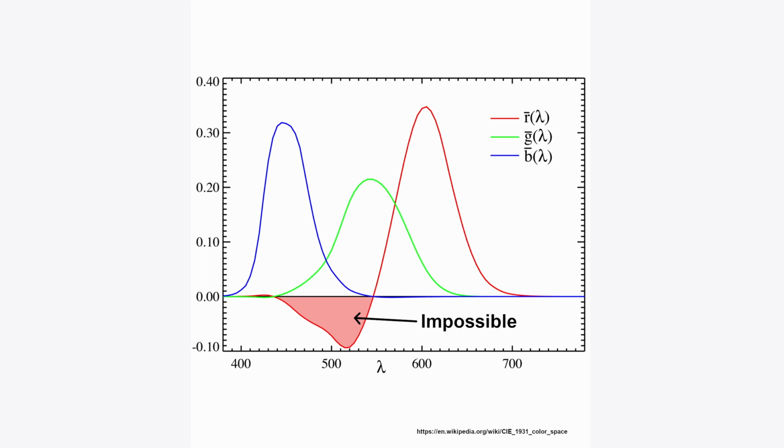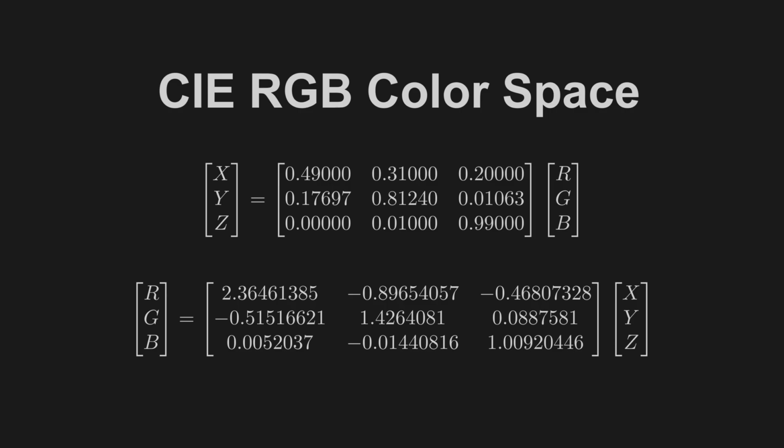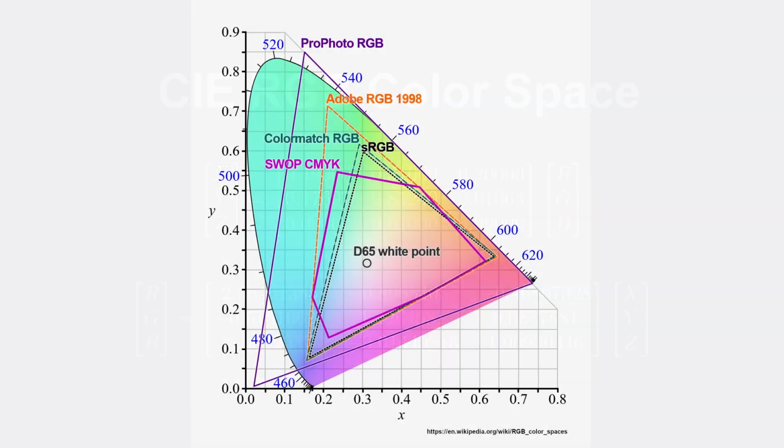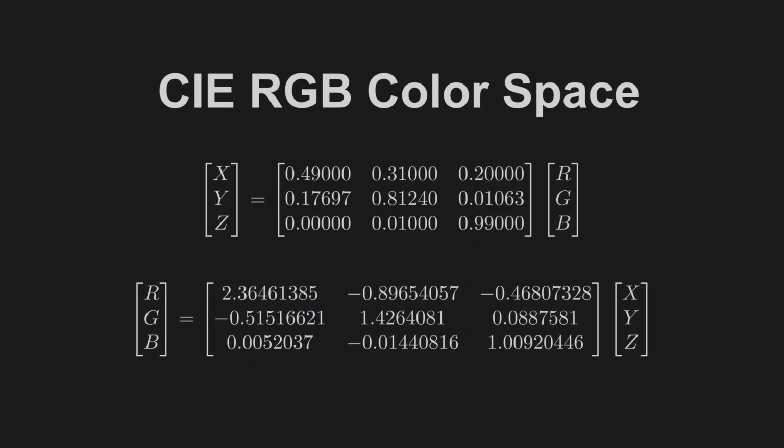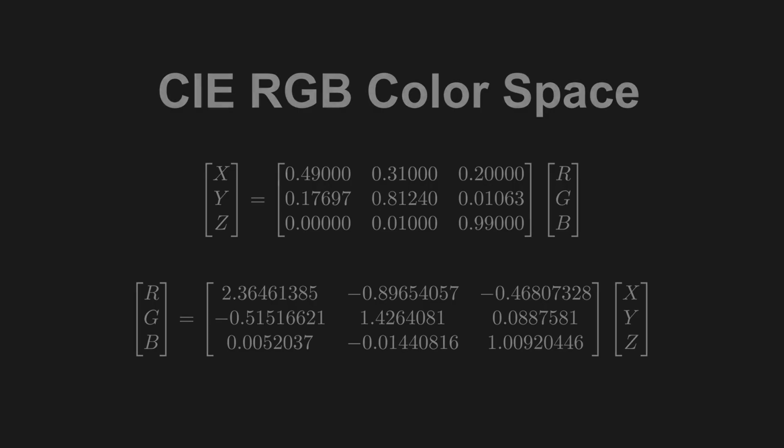Anyway, I didn't want to enter the infinite rabbit hole of color spaces, so I went for the original definition of RGB, the CIE RGB color space. This is a linear transformation from XYZ defined as follows. In terms of color coverage, this is the worst widely adopted color space out there, but for our purposes it should be fine. Using these transformations, we can convert XYZ to RGB.